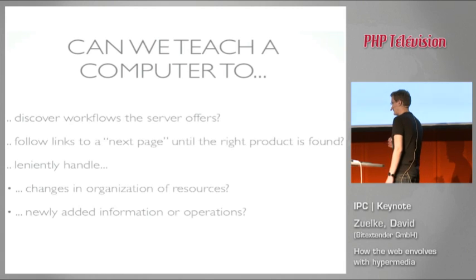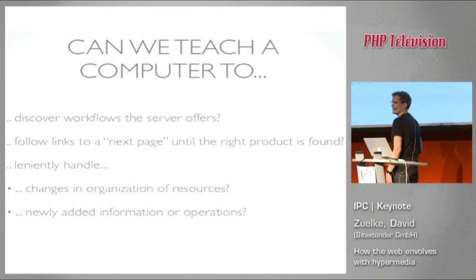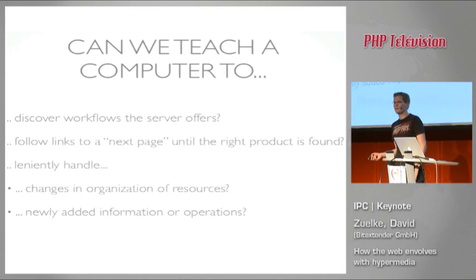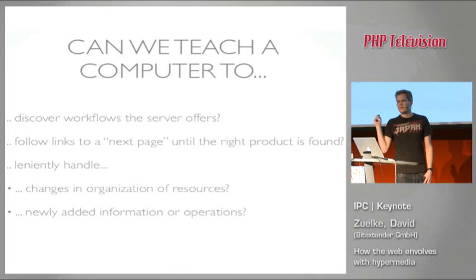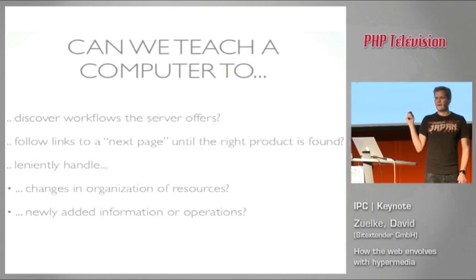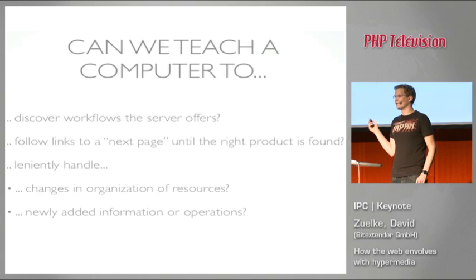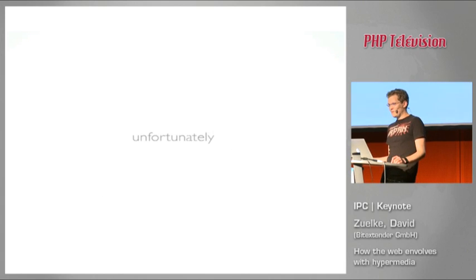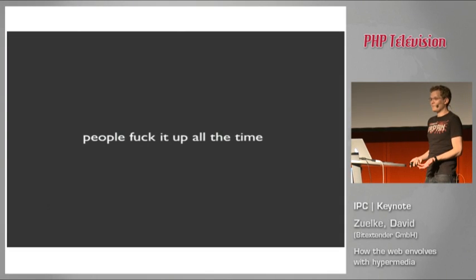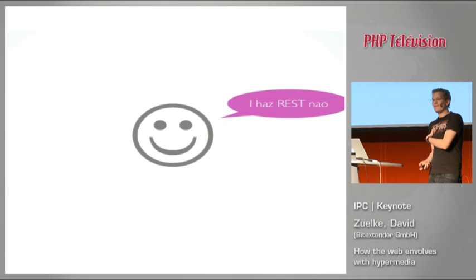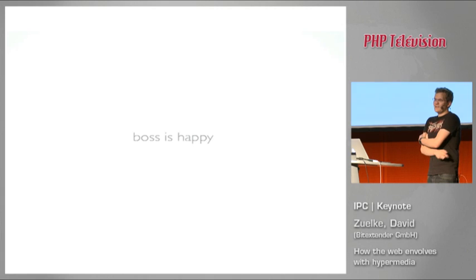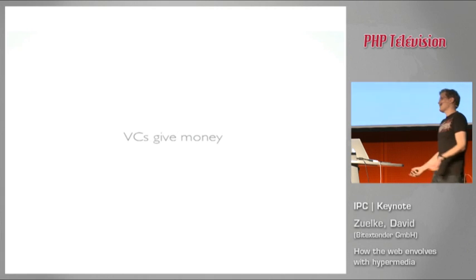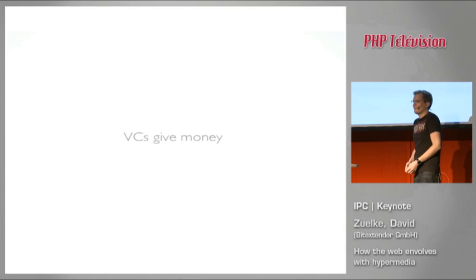REST is not about nicely formed URLs or HTTP status codes. REST is about interactions, about network architectures, about applications that can evolve over time. The problem is that usually people mess up their REST APIs, right? Because then they can be like, hey, I have a REST API, and then the boss is happy, and the VCs give them money.